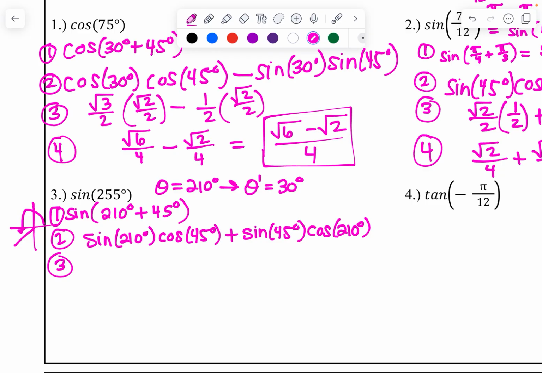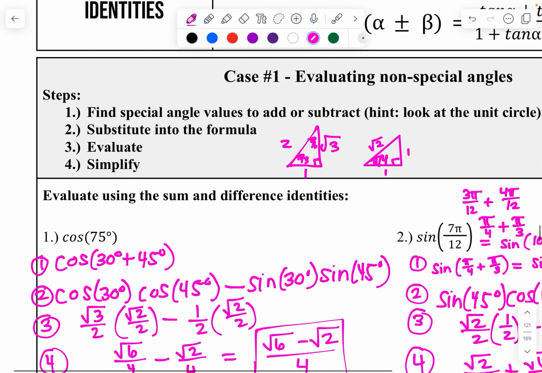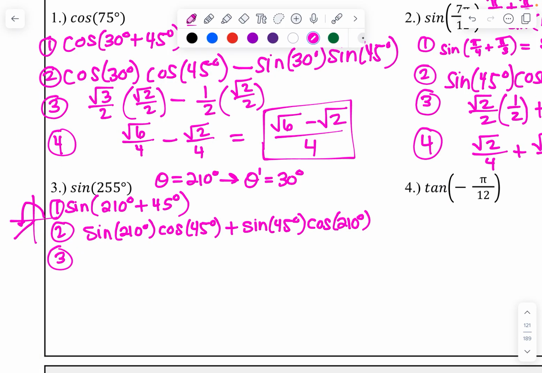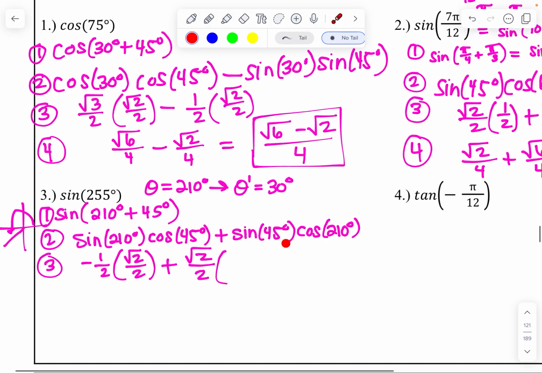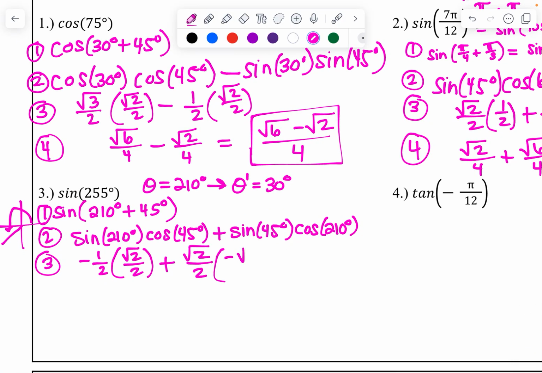And so now if we evaluate, again, 210 degrees, the reference there is 30 degrees. So if we want the sine of 30 degrees, here's 30 degrees, so it's 1 over 2. But down there in quadrant 3, it's going to be negative. So it's negative 1/2. We know the cosine of 45 is square root of 2 over 2. Plus the sine of 45 degrees is also square root of 2 over 2. And then the cosine of 30, so again, 30 is here. Cosine is adjacent over hypotenuse, so it's square root of 3 over 2. And again, down there in quadrant 3, it would be negative.